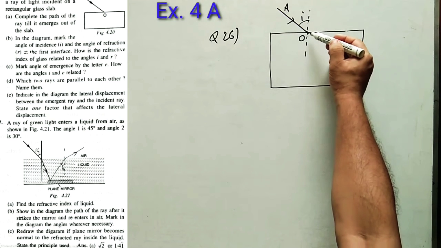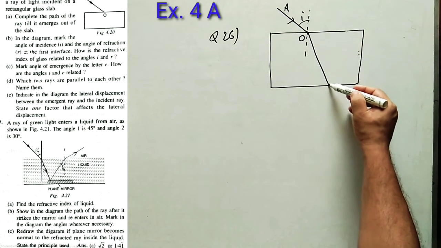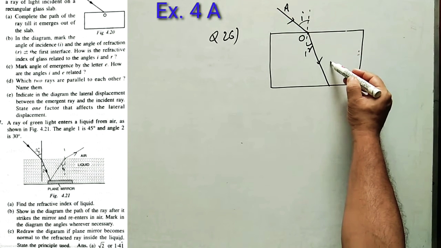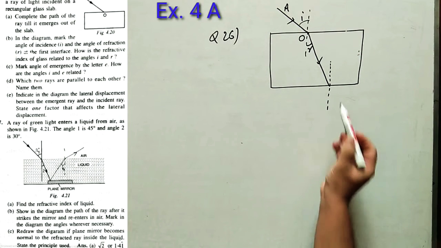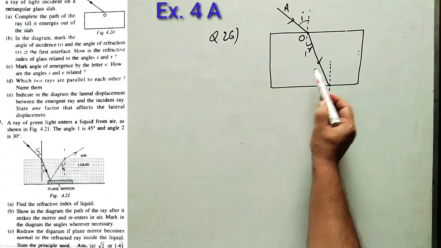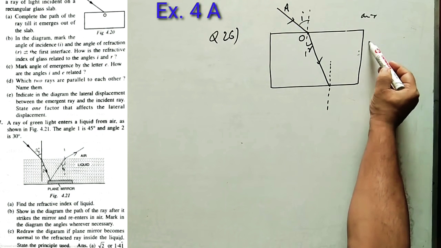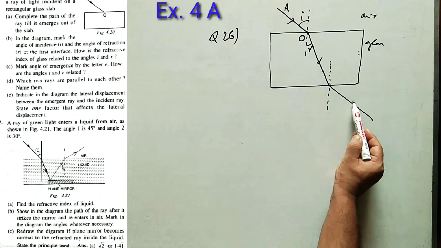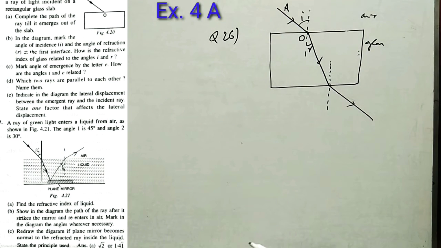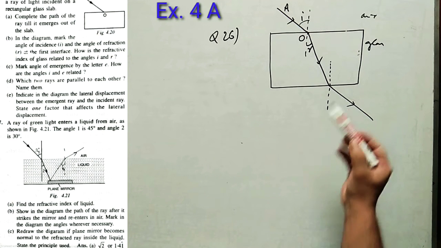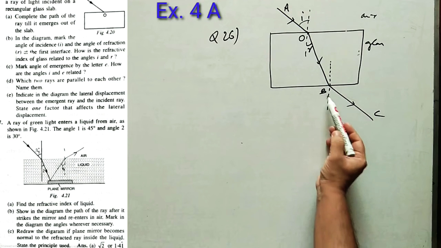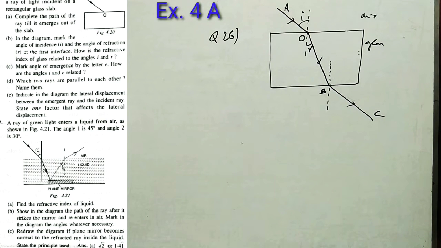Angle of incidence, it is being refracted and bending towards the normal, and the angle of refraction. Draw a normal. It is bending since it is moving from air to glass, and glass to air the emergent ray bends away from the normal. Clear? So we have completed the first part. AO, B, C. OB is the refracted ray, BC is the emergent ray. So that part is over.